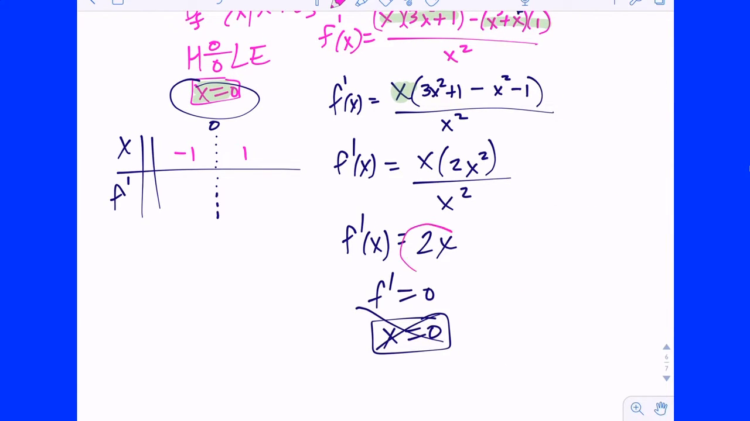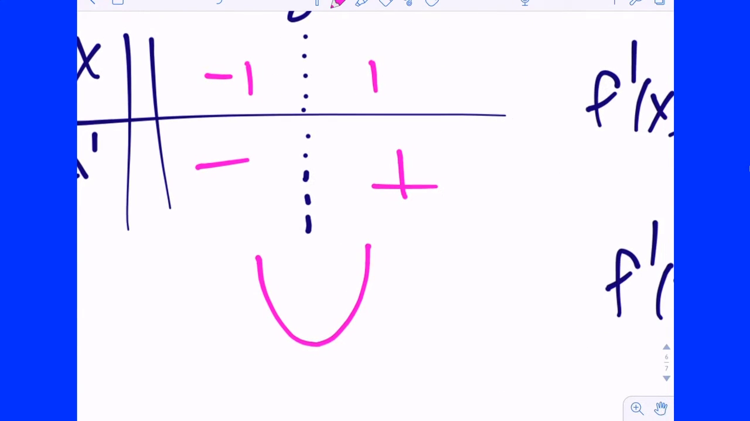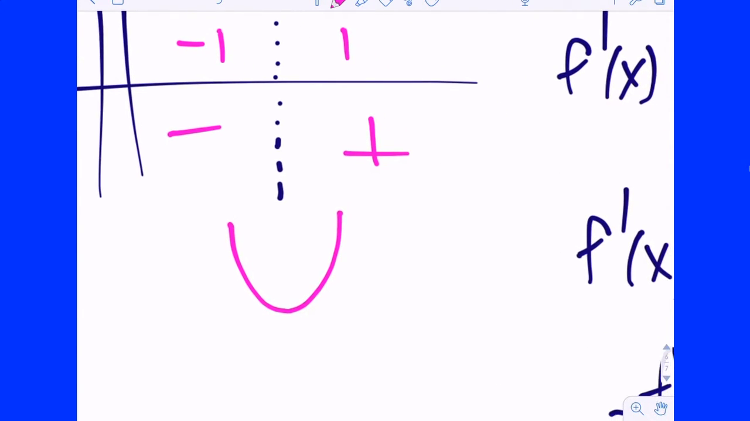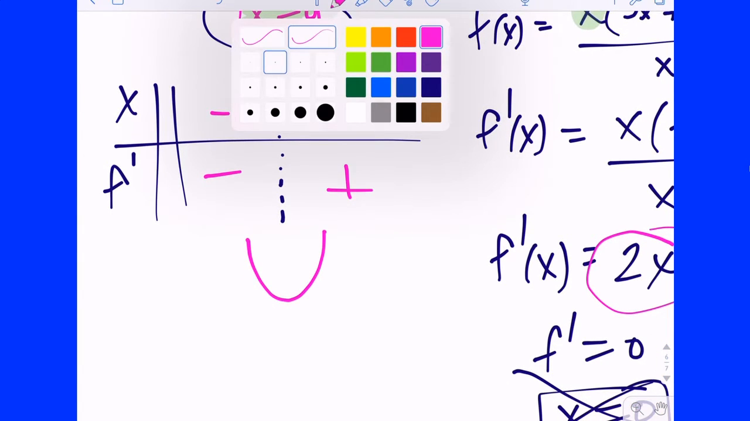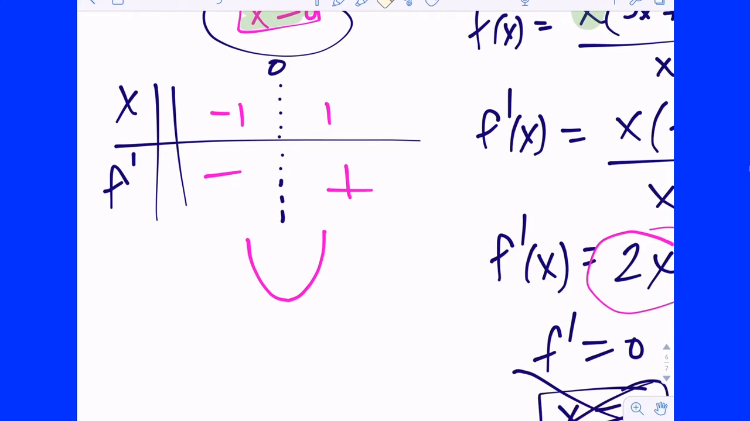Plug them into the derivative. Negative. Positive. Ooh, local min? Yeah? Local min, anyone? Anyone take the bait? Local min? No. Why not a local min? It doesn't exist there. So if you remember to put your vertical asymptote in there, but then you draw it as a vertical line, you may forget that it's a vertical asymptote.